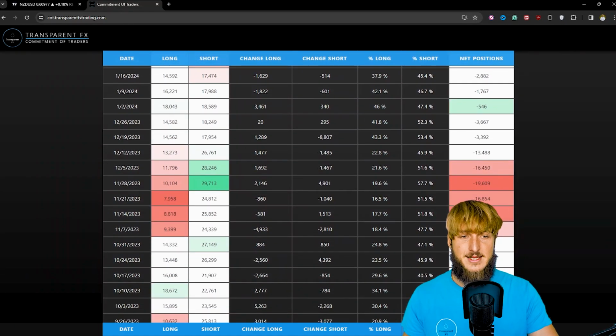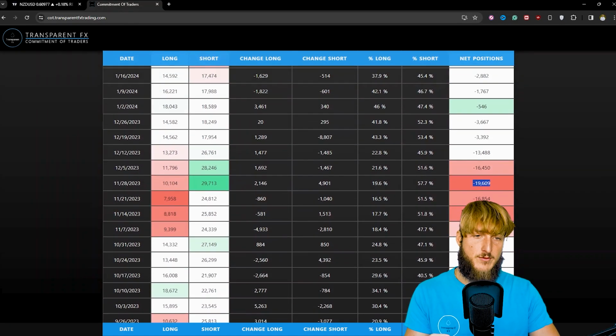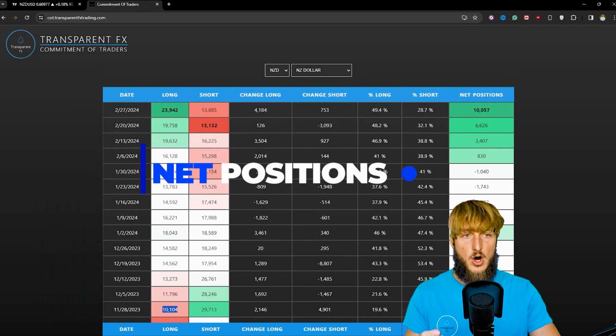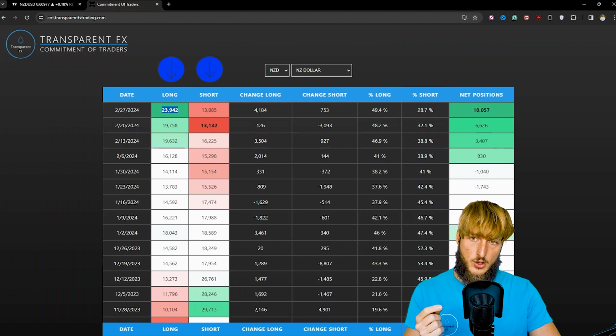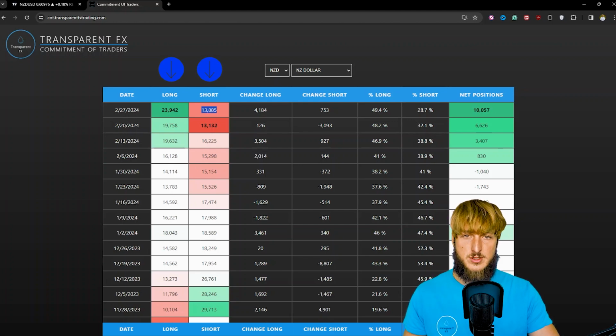And what we can see here is that institutions with the last reports went from having a negative net positioning of minus 19.6k net positions with way more shorts than longs, so 29.7k shorts compared to only 10.1k longs, all the way up to now having a positive net positioning of plus 10k net positions with way more longs than shorts, 23.9k longs compared to only 13.8k shorts. So NZDUSD is getting much stronger, and we can also see another 4.1k longs added with the last report.